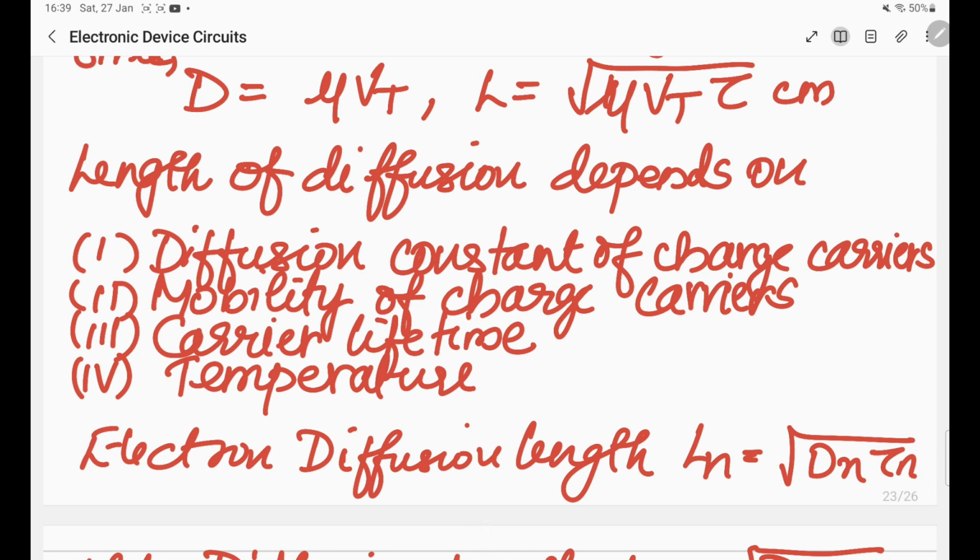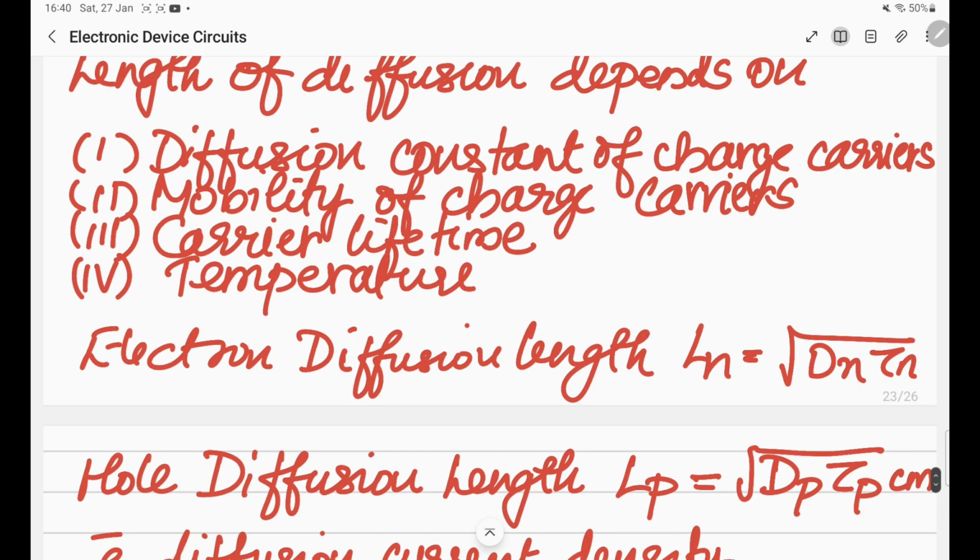Electron diffusion length Ln is equal to root of Dn into tau n, where tau n is the carrier lifetime. Hole diffusion length Lp will be what? Similar to the electron diffusion length, just in terms of holes, that is root of the diffusion coefficient of holes into the carrier lifetime.